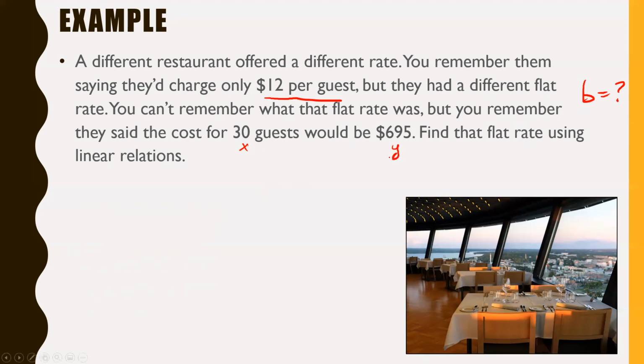So that's going to be our value of Y. And we know what we're charging per guest, which last time it was $15. And that serves the purpose of being our M. So guess what? If we have Y equals MX plus B, we know what Y is. It's 695. We know what M is. It's 12. We know what X is, it's 30, so 12 times 30, and then B is what we're trying to find here.